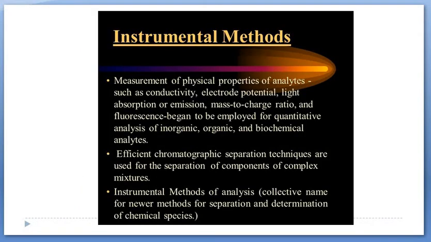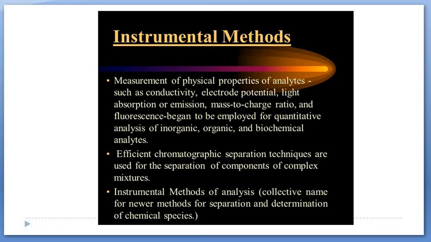Instrumental methods are a method of analytical chemistry. They measure physical properties of analytes, such as conductivity, electrode potential, light absorption or emission, mass-to-charge ratio, and fluorescence, which began to be employed for quantitative analysis of inorganic, organic, and biochemical analytes. Efficient chromatographic separation techniques are used for separation of components of complex mixtures.